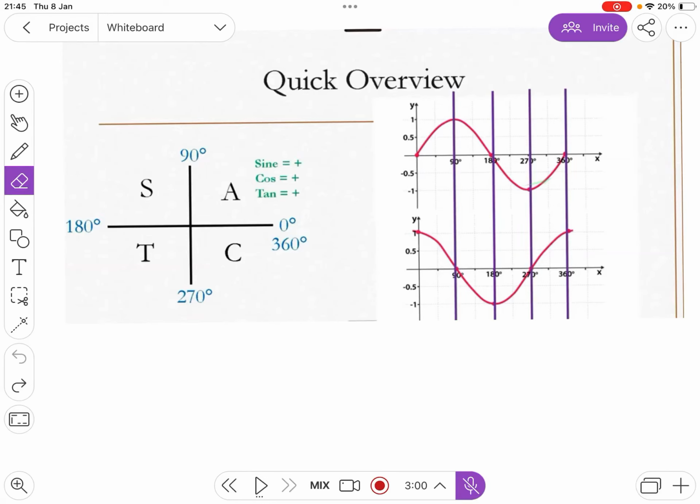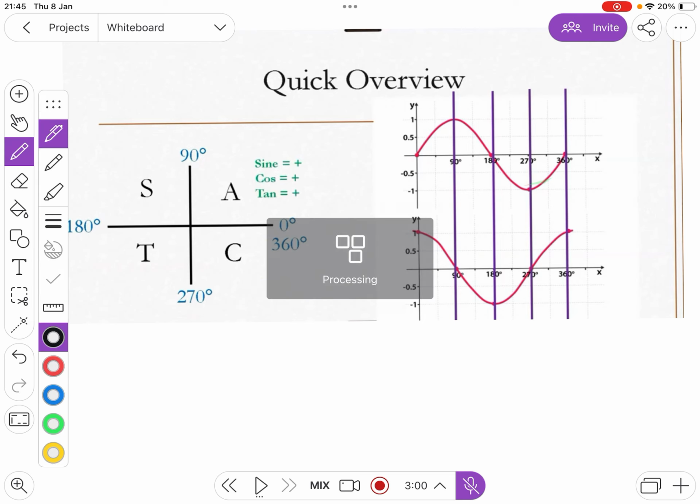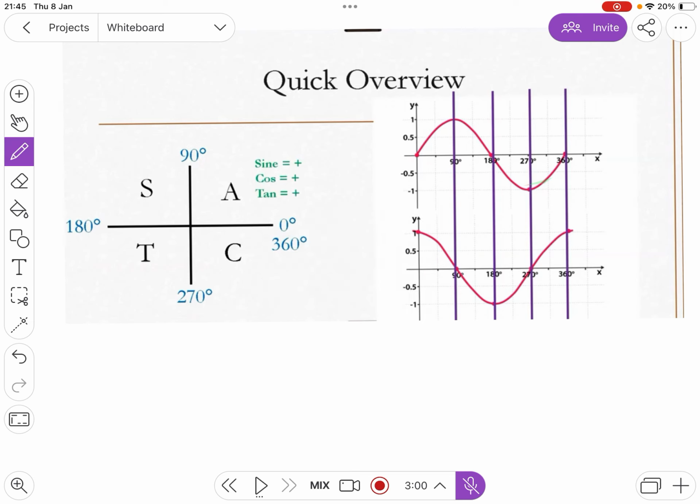If we're looking at an angle that is over 90 degrees, then we have to take into account that sometimes the sine, the cos, the tan can be negative, depending on what quadrant that you're in. So what we're going to do here is take a look at the sine graph and the cosine graph, which are the two graphs on the right hand side here. The top one is the sine graph and the bottom one is the cosine graph, or the cos graph.